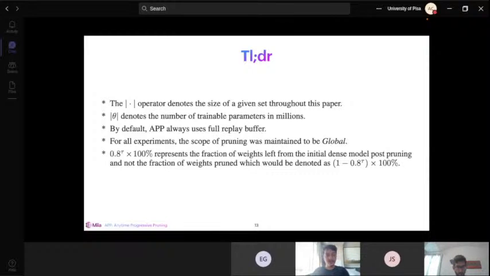And 0.8 to the power tau times 100% represents the fraction of weights which are left from the initial dense model after pruning. So if your tau is 1, then you have 80% remaining weights as compared to the initial model. But if you'd like to represent it as the fraction of weights pruned, then you'd rather do it as (1 minus 0.8 to the power tau) times 100%.